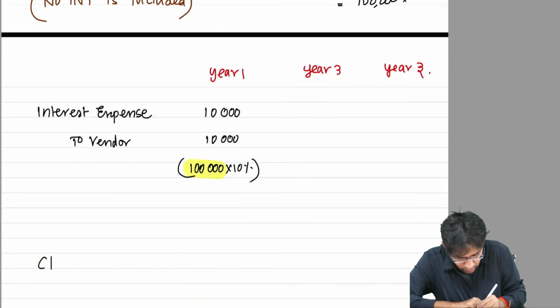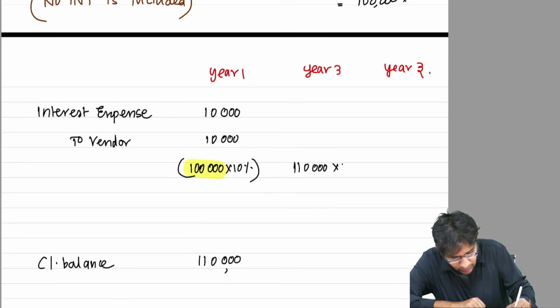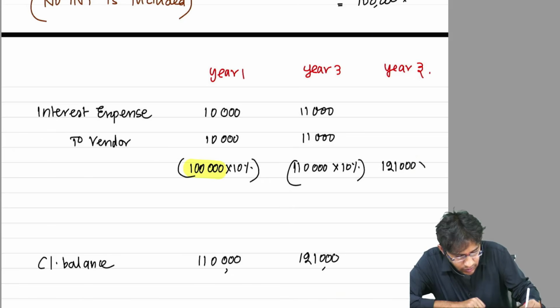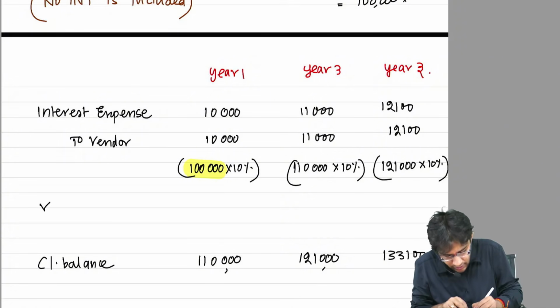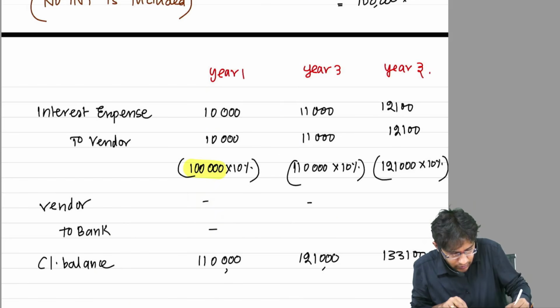So the closing balance of the liability is 1,10,000. So on that 1,10,000, 10%. So that will be 11,000. So the closing balance would be 1,21,000. On this 1,21,000, it will be 12,100. If you count the vendor liability now, it will be exactly equal to 1,33,100. And now I go and pay money to this guy, the promised amount.